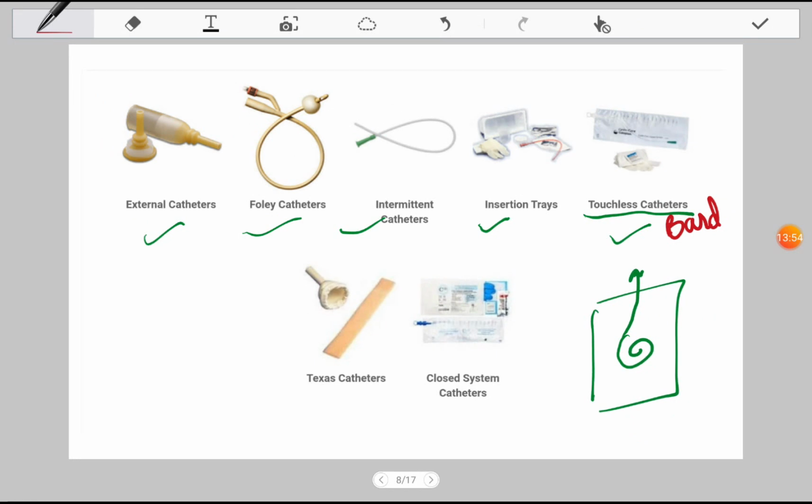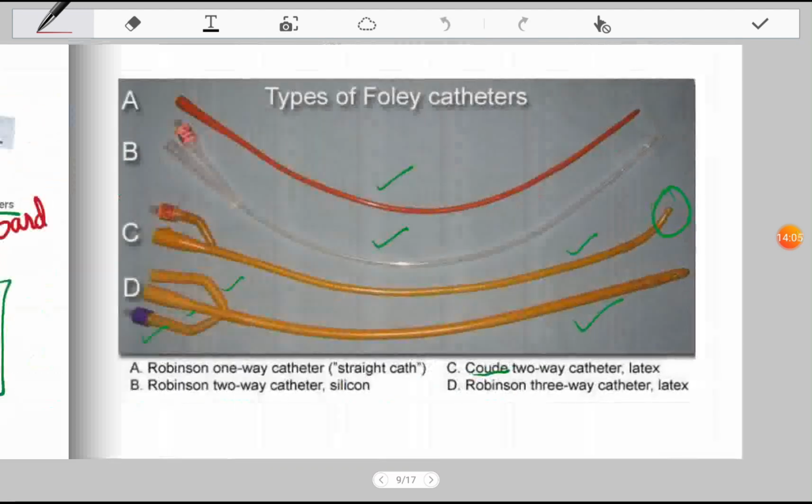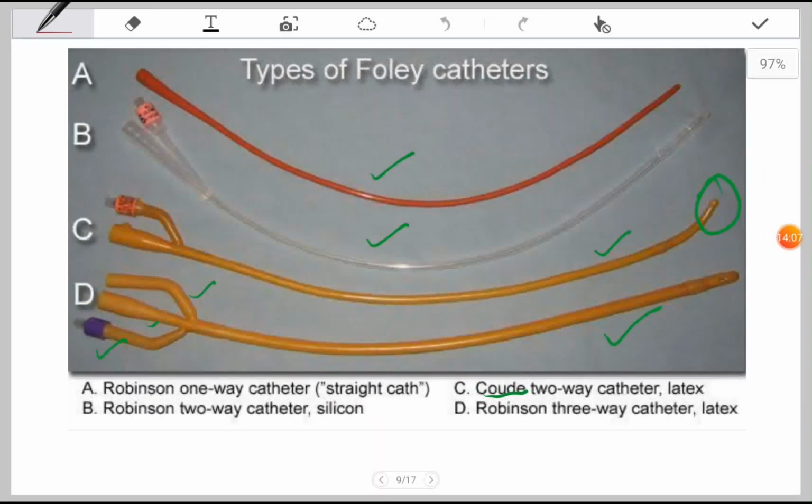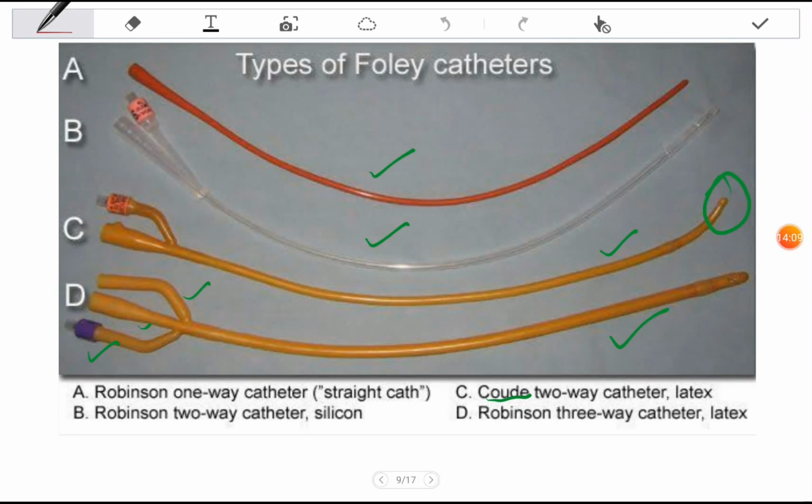Okay, so what I could also find is that some categories of Foley's catheter were also available, so let's get into them. Yeah, so these are the types of Foley's catheters. First one is the Robinson one-way catheter. It is a straight catheter, so it is a one way.